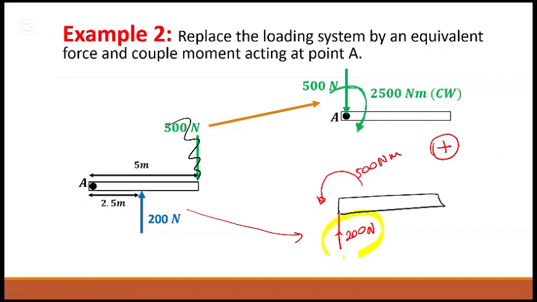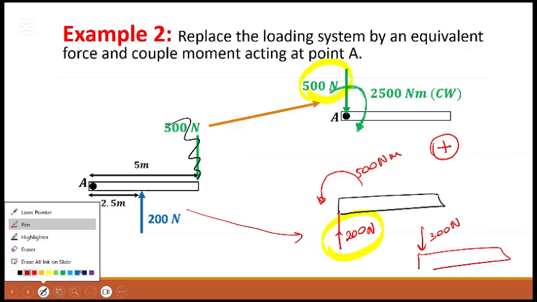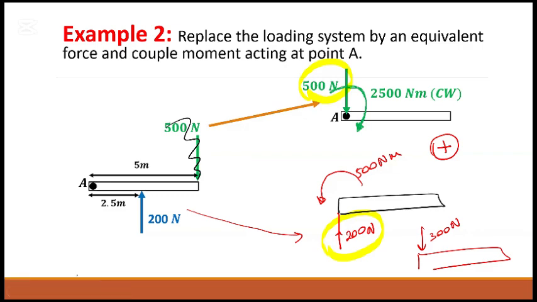So we have 200 upward, 500 downward. What is the resultant of that? So 200 up and 500 down is 300 down. So we can say 300 down. Now we have moments 500 counterclockwise, 2,500 clockwise. So what is the resultant of that? So 2,000 counterclockwise.